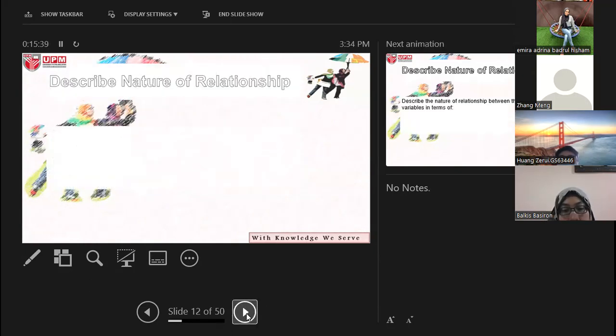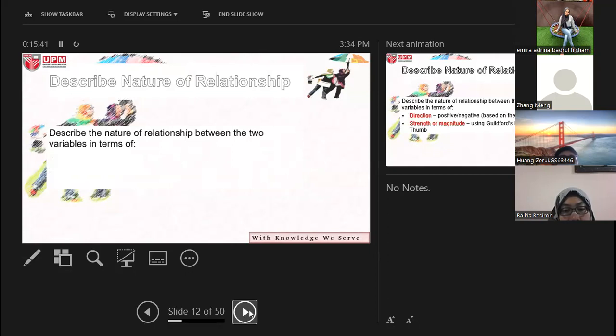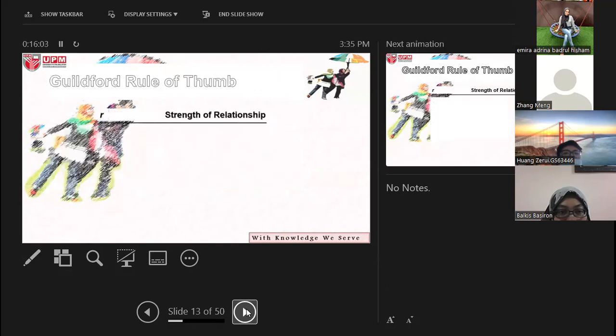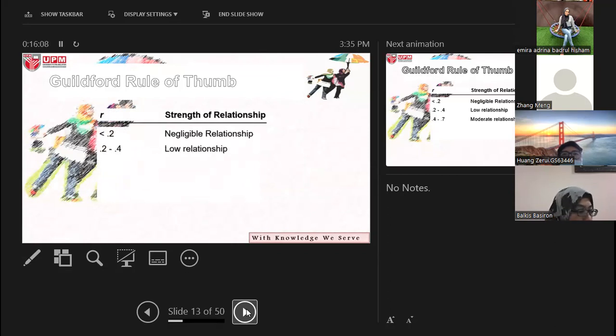Okay, for the descriptive part, describe the nature of the relationship. Again, we describe the nature of the relationship into two things. The first one is direction, either positive or negative, based on the plus or minus symbol. And then we determine the strength or magnitude of the relationship by using the Guilford rule of thumb table. So this is the Guilford rule of thumb table, in which please remember the R value indicated in the table.